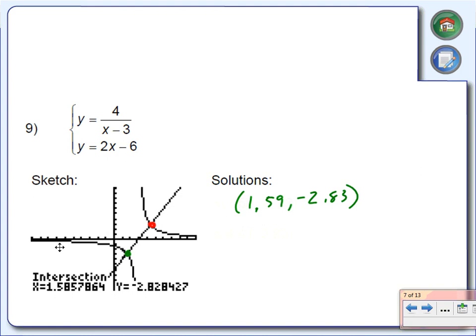We need to find both of them, though. So, let's find the other one. Remember, all we're doing is hit the second trace, number 5, intersection, and then enter, enter, enter. Keep in mind, guys, in order to find both of these, you may have to move your little cursor around and get it as close to that point that you're looking for as possible. Otherwise, you might end up finding the same point twice. So move that cursor around.